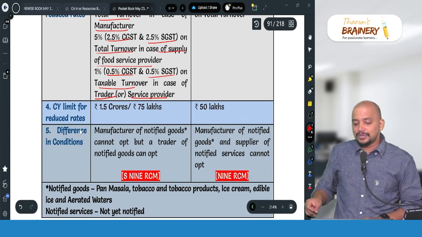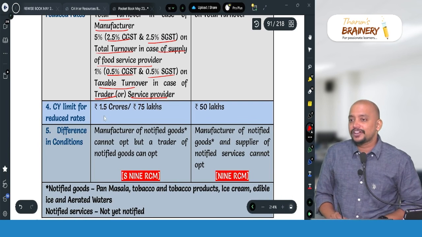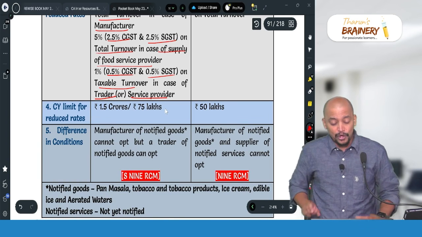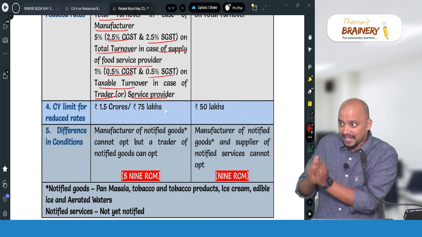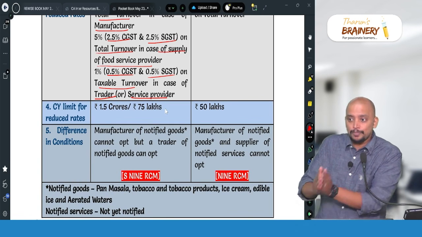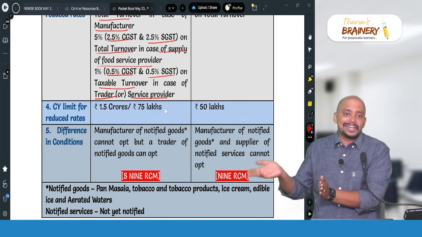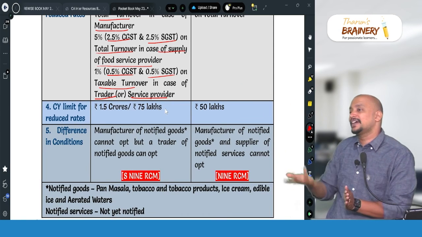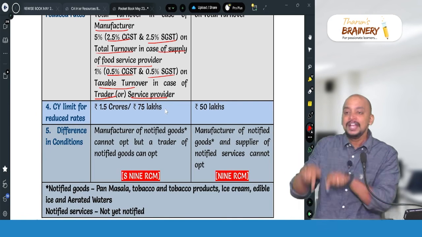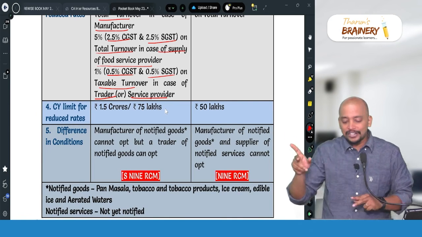Then next, what is the current year limit for the reduced rates? The current year limit for the reduced rates is 1.5 crores or 75 lakhs, which means what? Current year, up to this 1.5 crores or 75 lakhs, they will be in the composition scheme, and after crossing that, they will go into the normal scheme, and next year they cannot go for the composition scheme. Why can't they go for the composition scheme next year? Because this current year it crossed 1.5 crores.